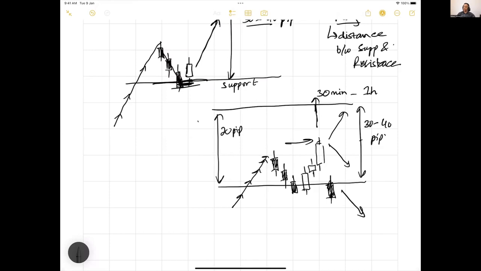So my rule is that if I have a range which is less than 20 pips, I'm staying away from that range. I'm not going to mess around with it, and I'm not going to try to execute in that range. But if a range is between 25 to 30 or 25 to 40 pips, then I'm going to try to execute in that range.